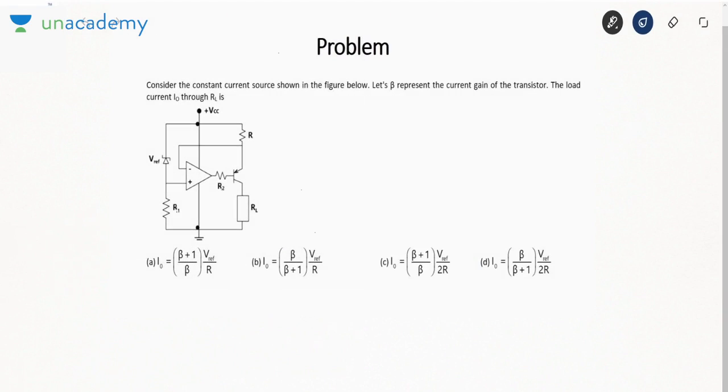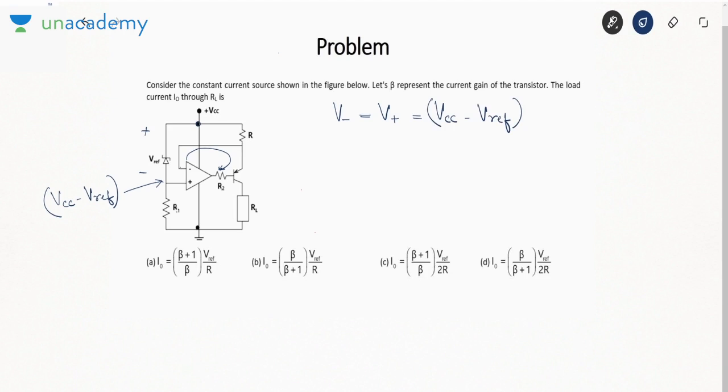Next problem. Consider the constant current source shown in the figure below. Let beta represent the current gain of the transistor. We need to find the load current. Now see, this is a Zener diode whose voltage is V reference. The voltage of this terminal is VCC. So what is the voltage of this terminal? By KVL, VCC minus Vref. Now due to negative feedback, the negative terminal voltage is the same as the positive terminal voltage, which is VCC minus Vref.